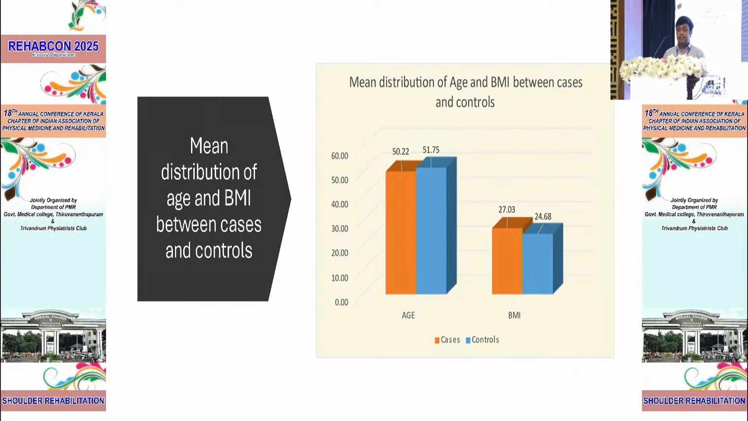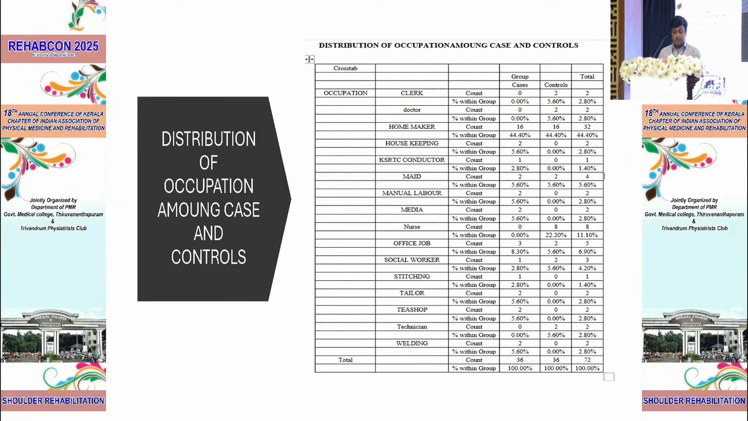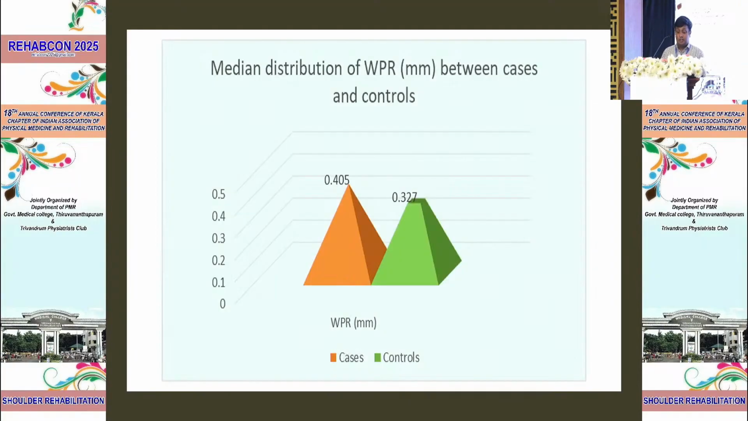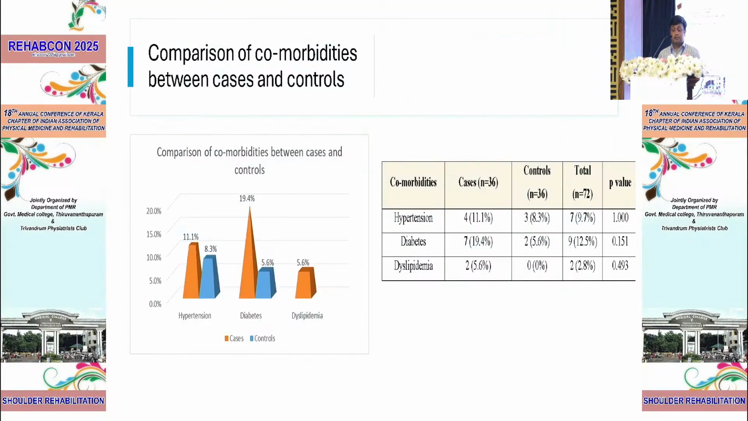Results are: the mean age among the cases was 50.22 and among the controls was 51. BMI was 27.03 in the cases and 24.68 in the controls. Occupation: most were homemakers in both the cases and the controls. As age and sex matched, both the case and the control group contain an equal number of males and females. There was no statistical significance between the comorbidities in my study and carpal tunnel syndrome.